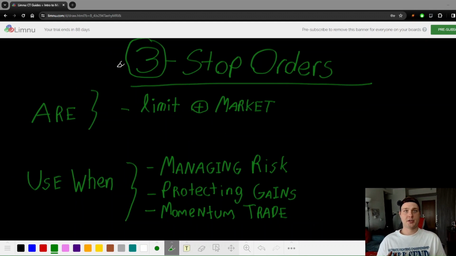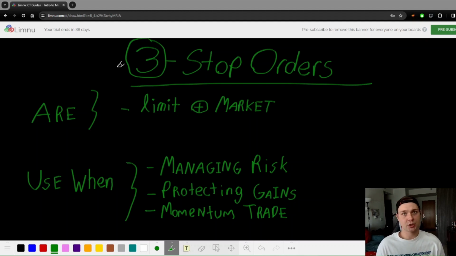For stop orders, they're pretty much a combination of a limit order and a market order. So it starts as a limit order, so you're going to set your price that it's going to execute at. But once it hits that price of execution, it then turns into a market order and is going to buy or sell at the best available price of the market at that given moment.